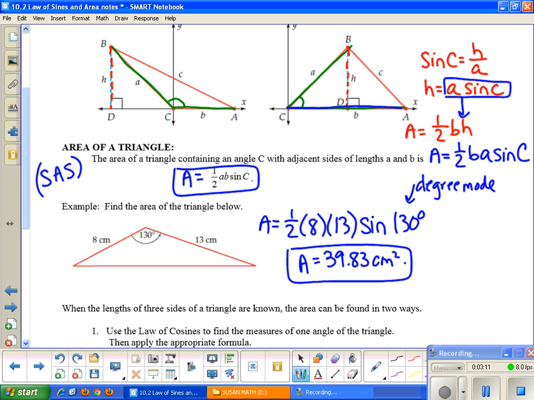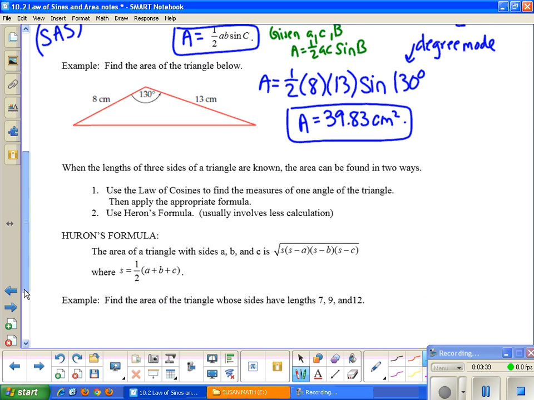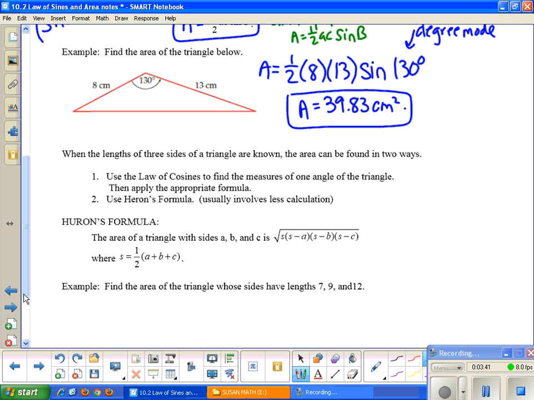For the triangle above, let's say that instead we were given sides A, C, and angle B. Then the area would be equal to 1/2 AC sine of B. Again, it always has to be the included angle, and we can do that for any two sides of the triangle. So that's one formula to find the area.